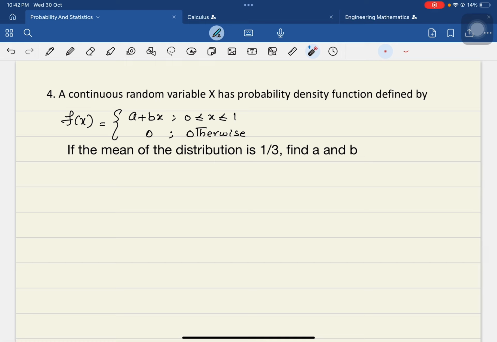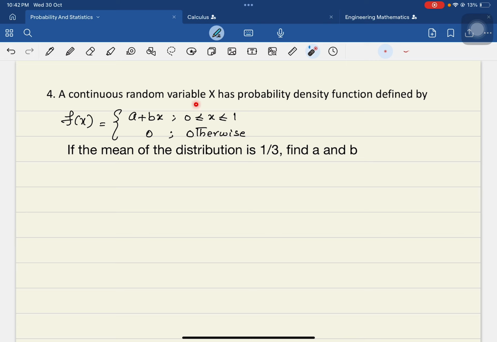Today I am going to do some more interesting problems to find out the mean and the variance. If the probability density function of a continuous random variable is given, then how do we find the values of the unknowns involved in the function if the mean is given? This type of problem we will be solving today in this class. So let us see this problem now.